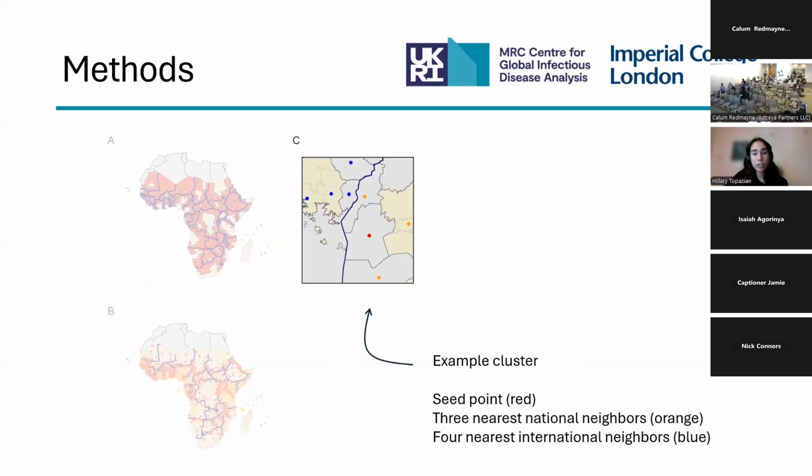And then we created clusters of 8 with each of the 401 border units functioning as seed points. So this is an example cluster where the seed point is shown in red. And then we identified the 3 nearest national neighbors, which are the orange points, and then the 4 nearest international neighbors in blue. And then these points comprise one cluster of 8 units. And so we chose this smaller number of units just to make it more computationally feasible, just because modeling all 401 at once would be a lot.